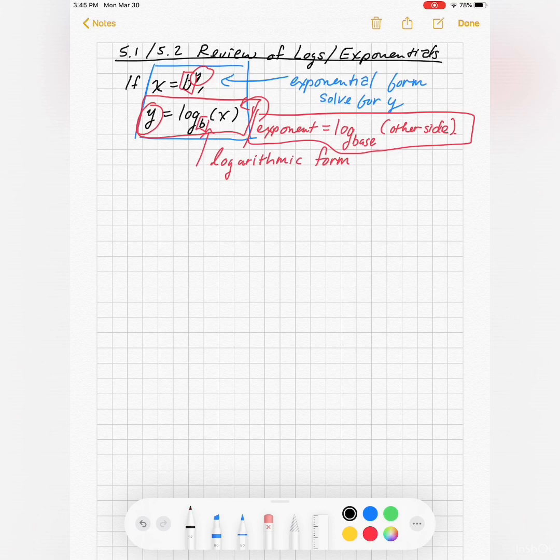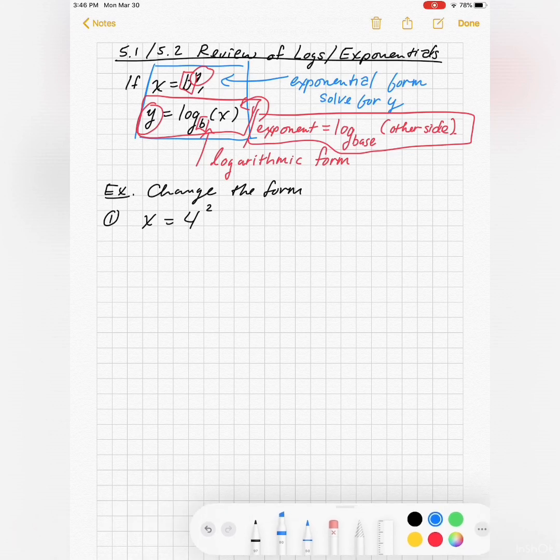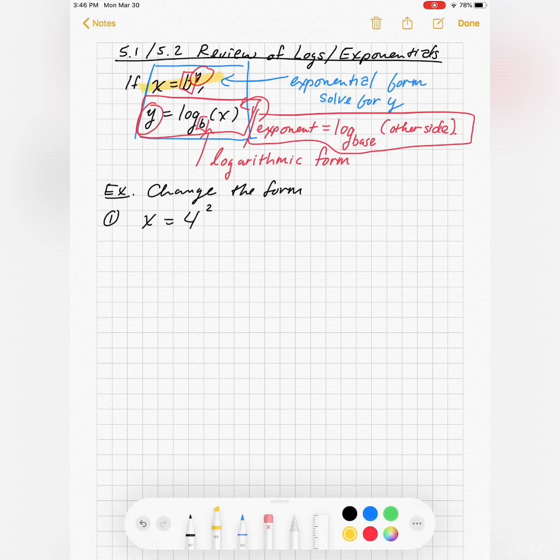So if I look at a few examples, let's just start with changing the form. So that would be changing from exponential to log form, or vice versa. So I could start with something like x equals 4 squared. So that guy is in exponential form. So I'm looking up here and I'm going, okay, this guy is written in exponential form, so I'd like its corresponding log form. So I'm really translating using this rule I've written here. So I'm going, the exponent 2 is the logarithm, the base is 4, of the other side, so of x. And so I've written that in log form.